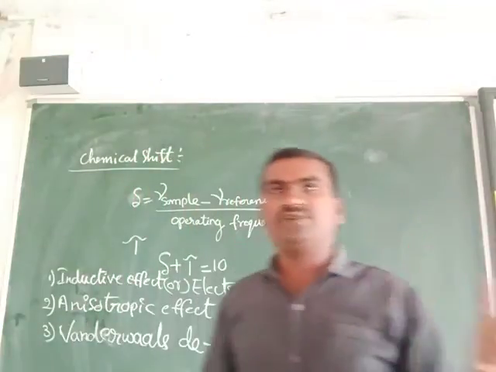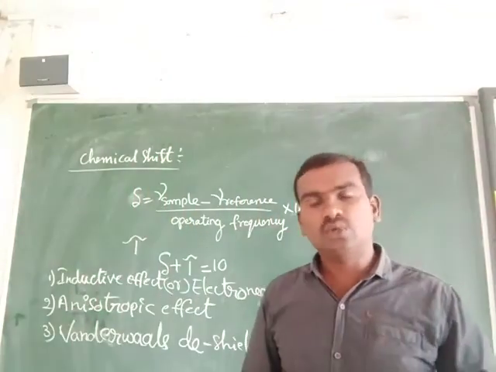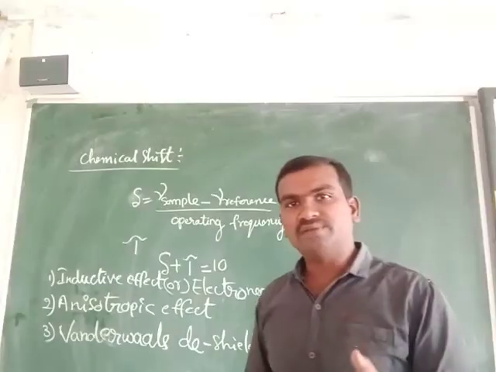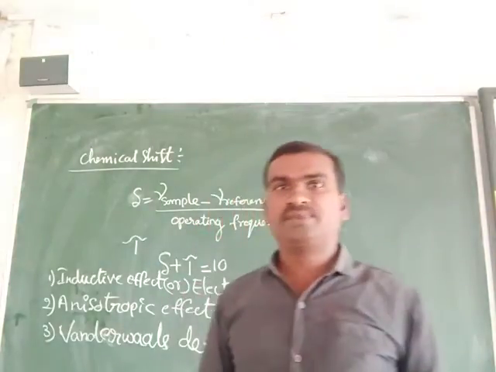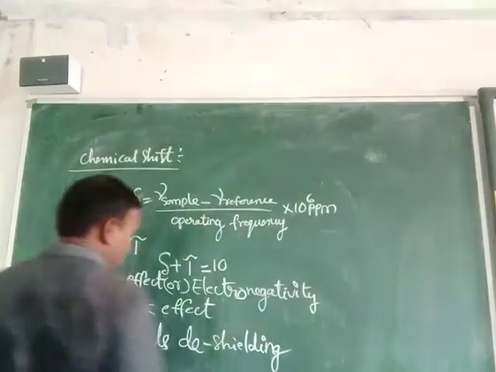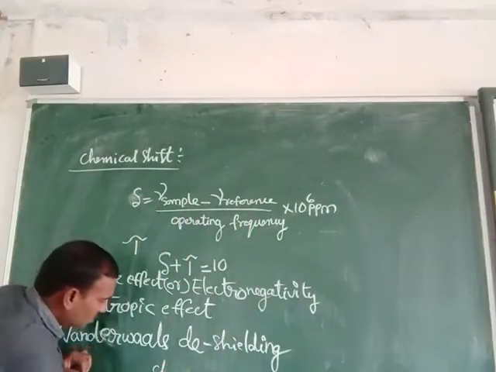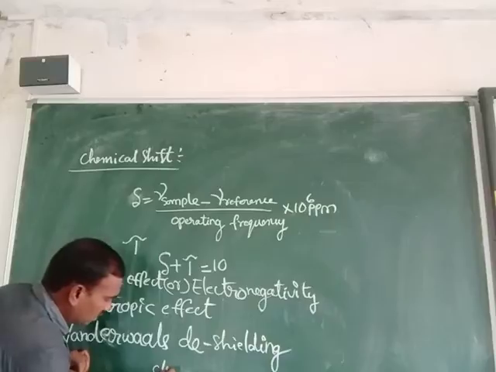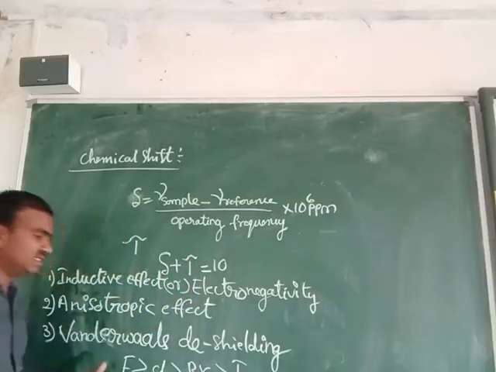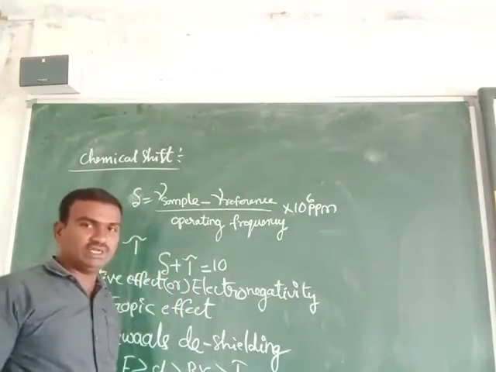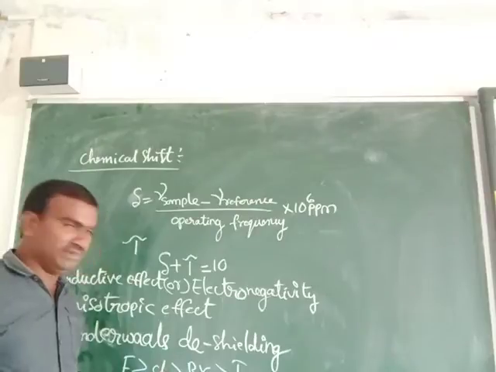The second most electronegative element is chlorine. Third one, bromine. The last one, iodine. So the order is fluorine, chlorine, bromine, iodine. This is the order of the electronegativity of the elements.